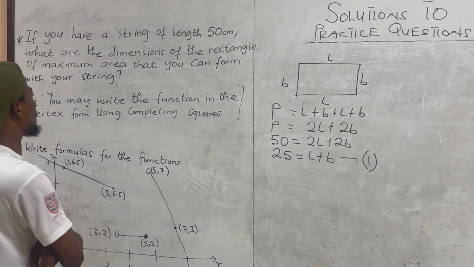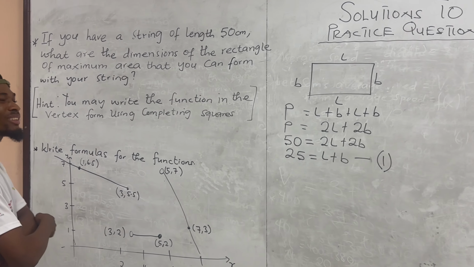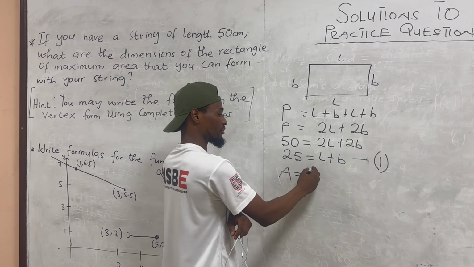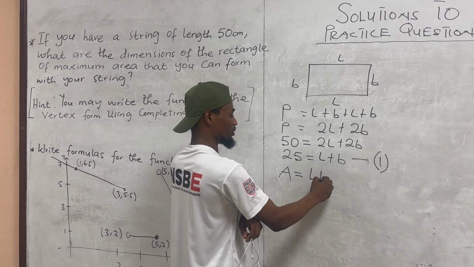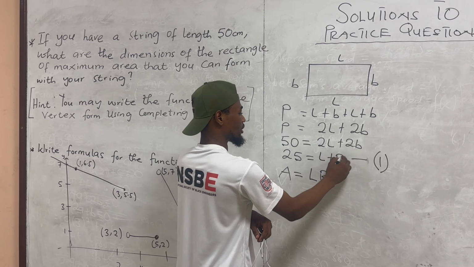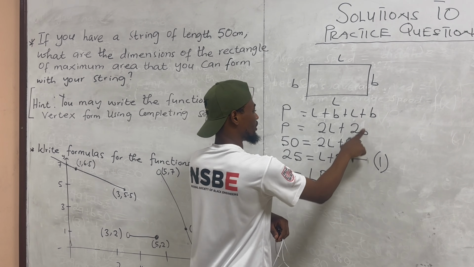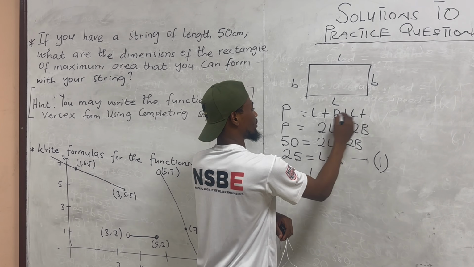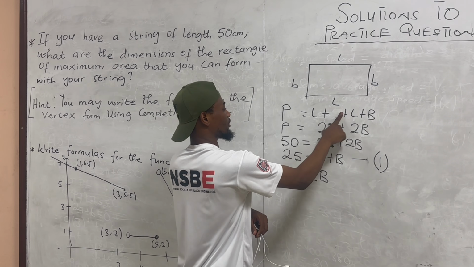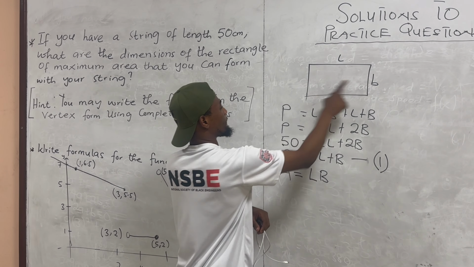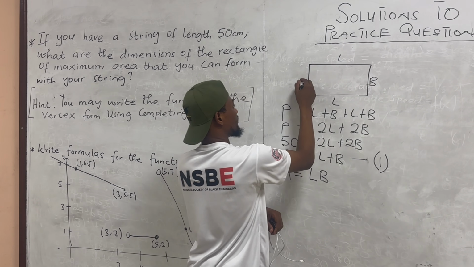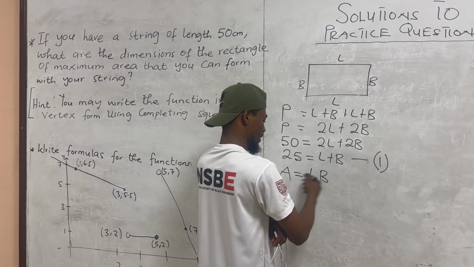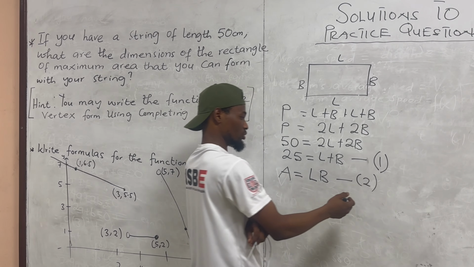And the question is saying, what are the dimensions of the rectangle of the maximum area? So what is the area? The area of a rectangle is given by length times breadth. So A is equal to L times B. Let's say this is equation 2.